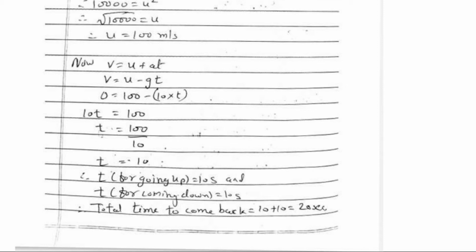Correct? So we have here 0 is equal to 100 minus 10t. Now bring the 10t to the left hand side. So what was minus 10t will become plus 10t. So plus 10t is equal to 100. So what is t? t is equal to 100 upon 10. So t equal to 10.